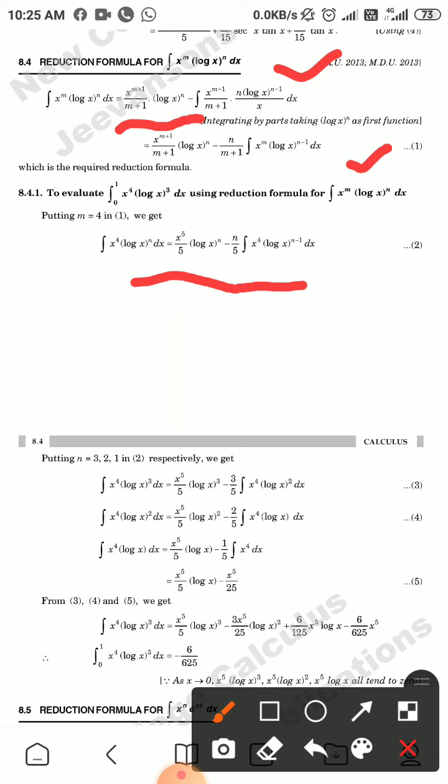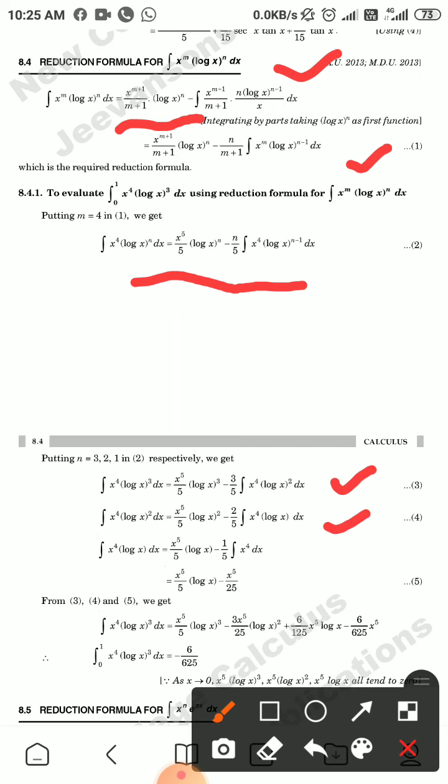Now from the third, the integration x raised to power 4 log x raised to power 2 dx, by the above reduction formula, can be evaluated as x raised to power 5 by 5 log x raised to power 2 minus 2 by 5 integration x raised to power 4 log x dx, marking this to be number 4.